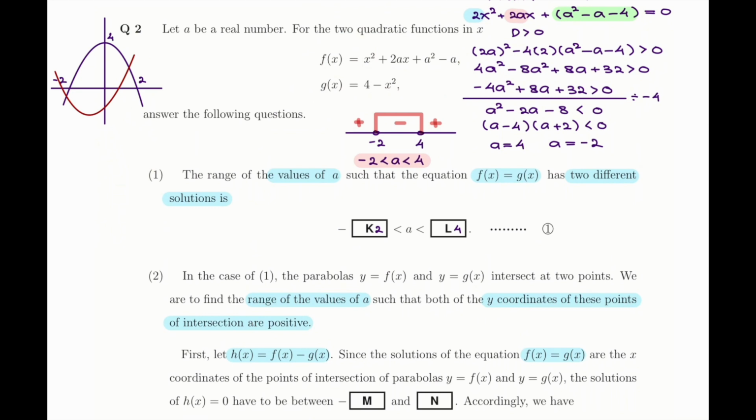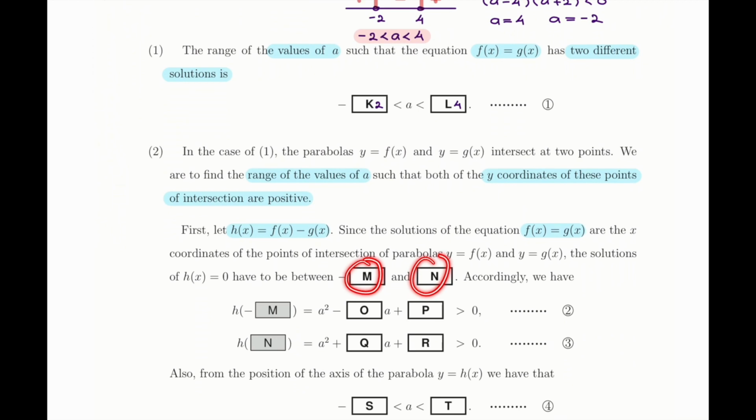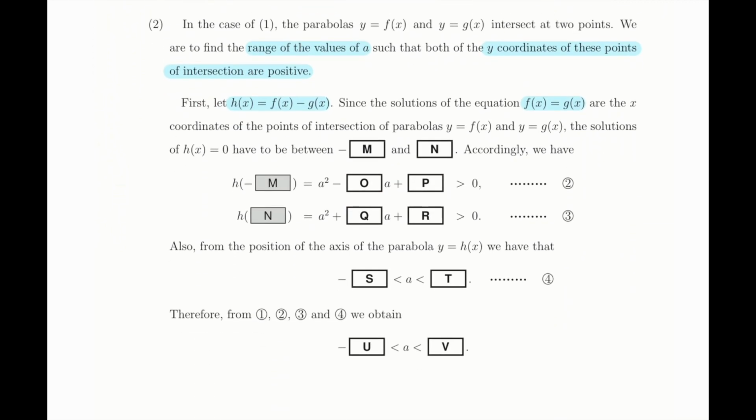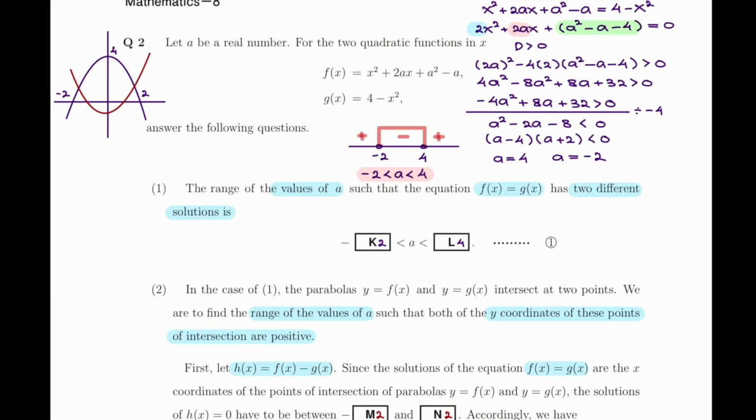My point is, the points of intersection must be between -2 and 2, so that the y coordinates are positive. So the points of intersection must be between -2 and 2, so that the value of y of the points of intersection is positive. So I think for m and n here, the answer is -2 and 2, as you can see from the illustration above.